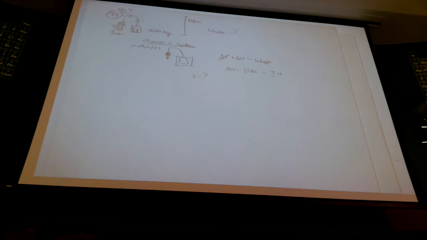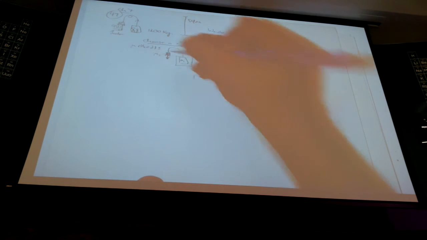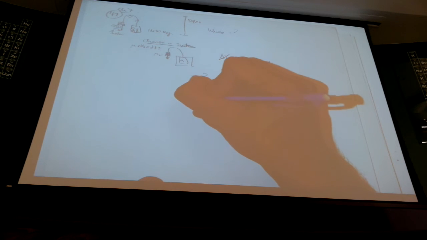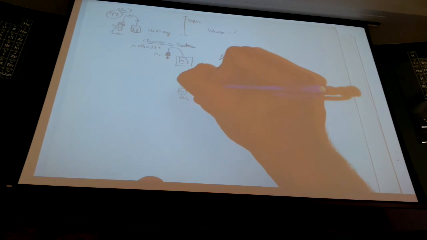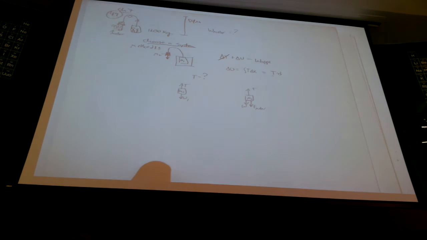I'll call this mass 1 for the elevator and mass 2 for the counterweight. For mass 1, which is the elevator, I have its weight pulling down and the tension pulling up. Then for mass 2, I have its weight pulling down, the force of the motor pulling down, and the tension pulling up. It's just in one dimension, which makes it a little easier. There are no components.